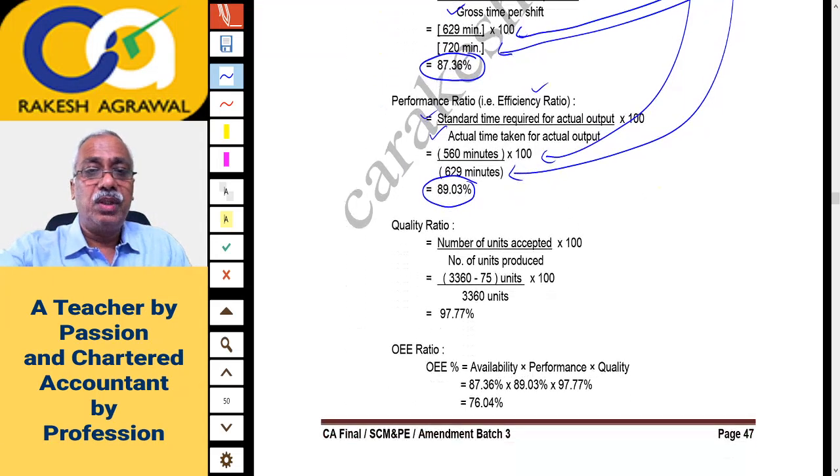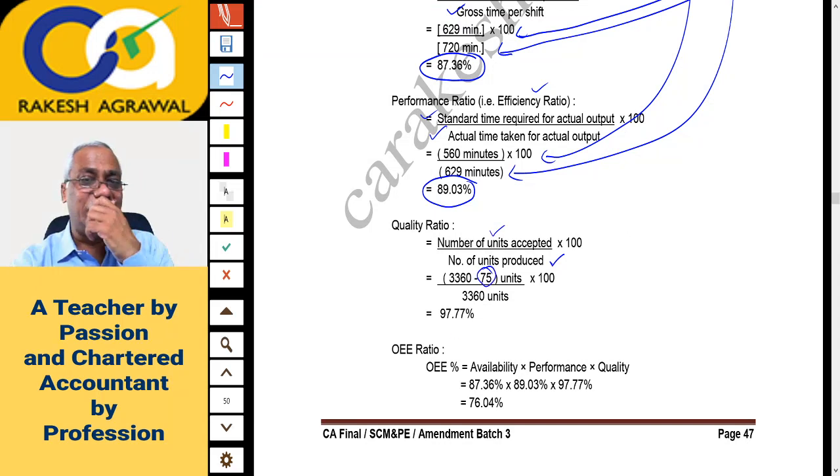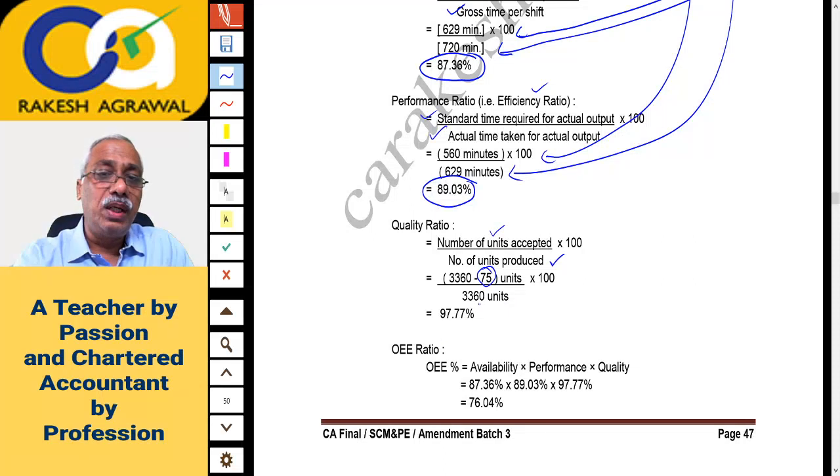And quality ratio. Quality ratio means number of units accepted divided by total number of units produced. Number of units accepted are 75 less because 75 units got scrapped. So 3360 minus 75, remaining units are good units, divided by 3360. So your quality ratio is 97.77%.